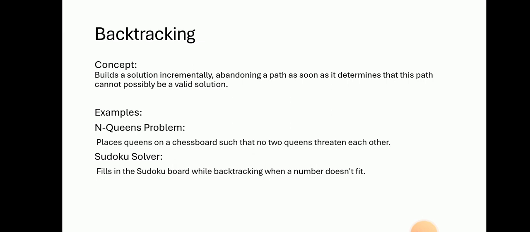Then backtracking, it builds a solution incrementally, abandoning a path as soon as it determines that this path cannot possibly be a valid solution. Its examples include n-queens problem and Sudoku solver. N-queens problem places the queens on a chessboard such that no two queens threaten each other. Sudoku solver fills in the Sudoku board while backtracking when a number doesn't fit.